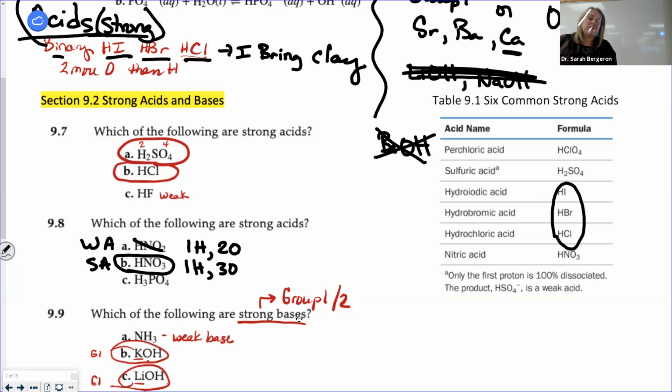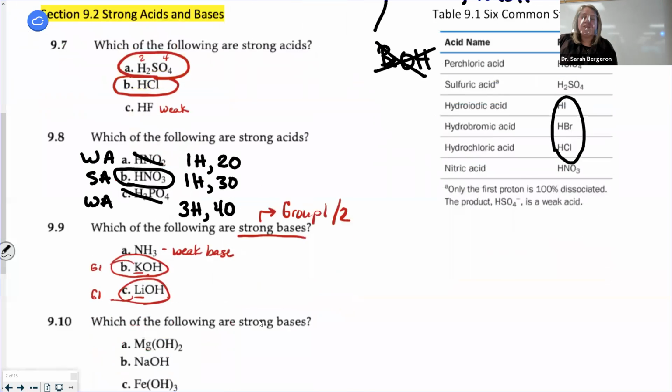H3PO4. I have how many hydrogens? 3 hydrogens. How many oxygens? How many more oxygens do I have than hydrogen? Only 1. So strong or weak? Isn't that kind of a nice trick? Yeah. I love little tricks.